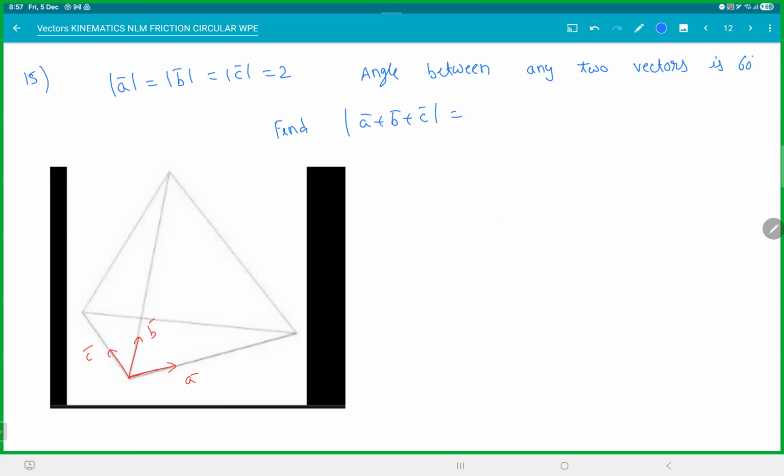The three vectors are out of the plane, so there'll be the three sides of a tetrahedron. Find mod of A bar plus B bar plus C bar. Let's see how you do that. I can even make it like this: three vectors of magnitude 1, 2, 3 with angles of 60 degrees between them. You can play.